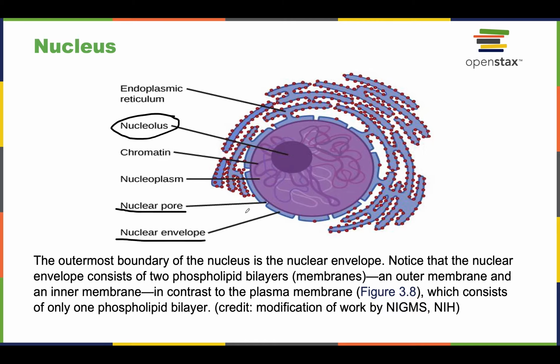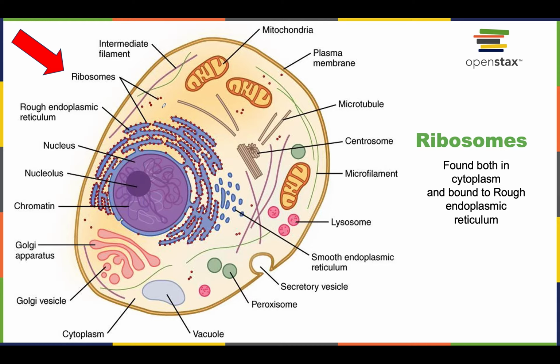Which brings us to what are ribosomes? As I mentioned, ribosomes are protein complexes that are involved in making protein inside the cell. And when you look at a cell, you find ribosomes in two different areas, either floating around in the cytoplasm freely or bound to the endoplasmic reticulum. Now, these two different sets of ribosomes are synthesizing two different classes of protein.